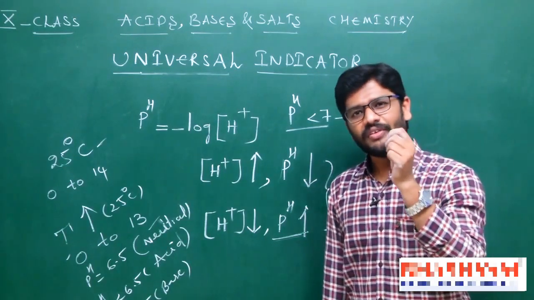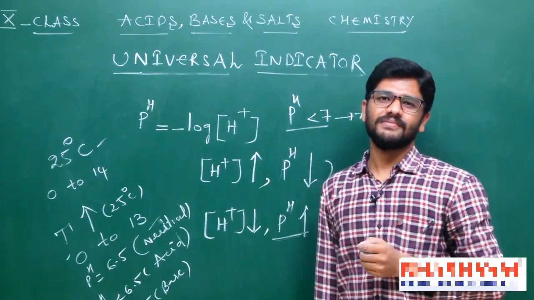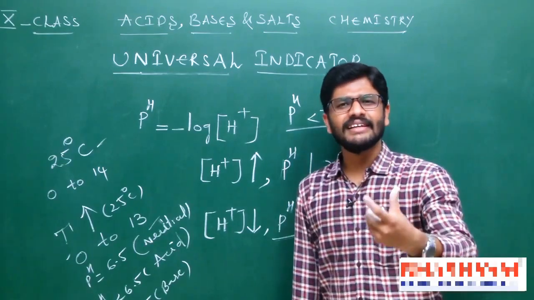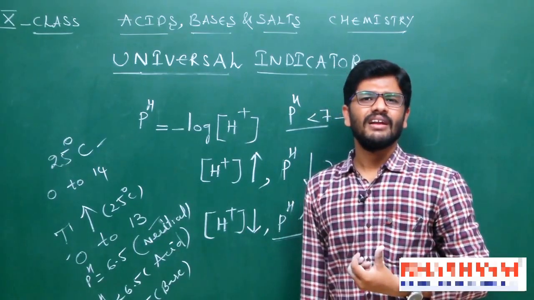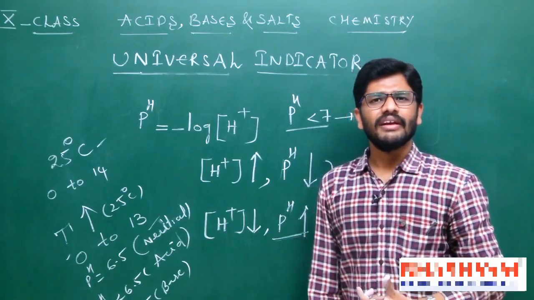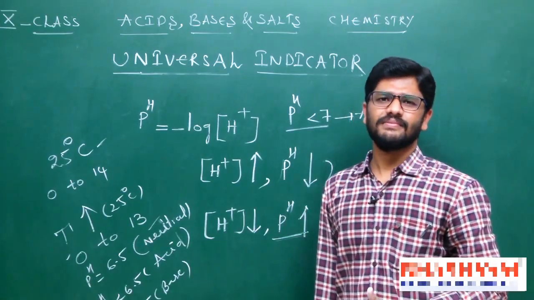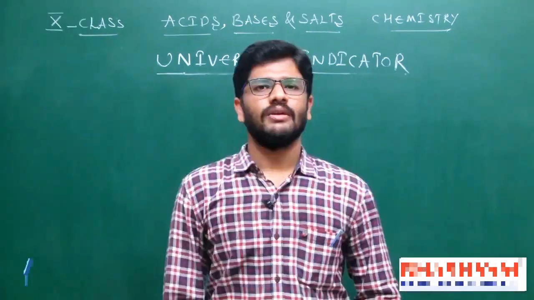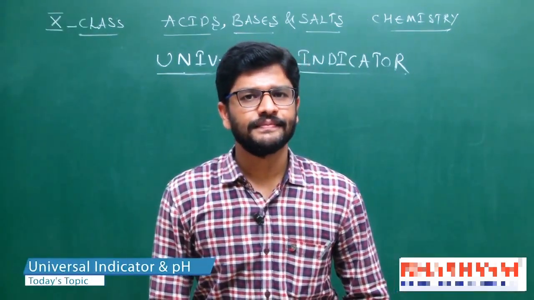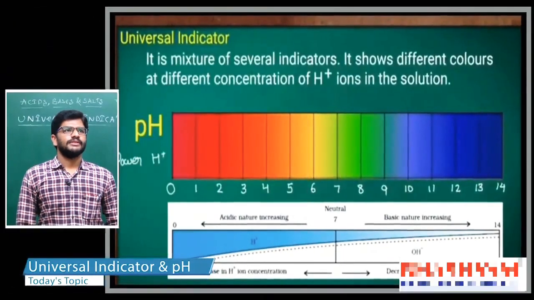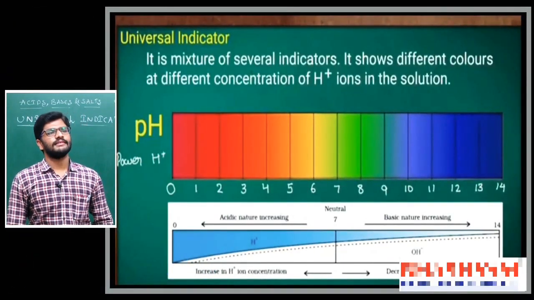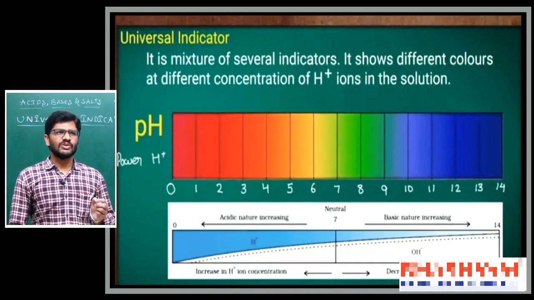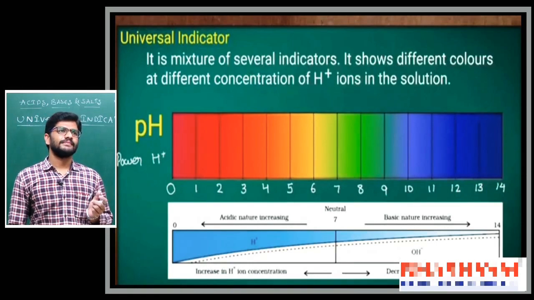This is very, very important. That's why a universal indicator can show different colors at different concentrations of H plus ions. Now, once I show the slide, yes, universal indicator. Universal indicator is also called pH indicator.